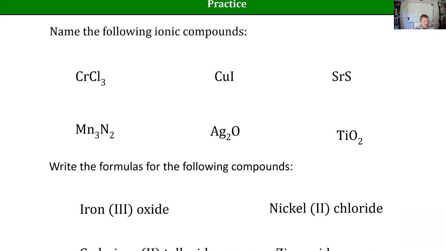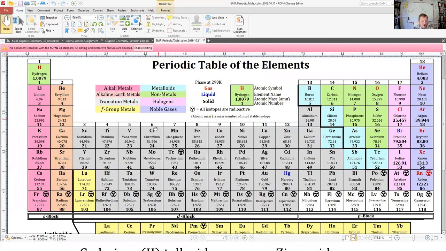So Mn3N2. Going to our periodic table, Mn is squarely in the middle of our D block, which means it's going to have a charge that's unpredictable to you at this point. So we don't know what the manganese's charge is going to look like. We're just going to look at nitrogen. Nitrogen, to become stable, has to gain three electrons. If nitrogen gains three electrons, it has the same number of electrons as neon, and therefore it's stable.